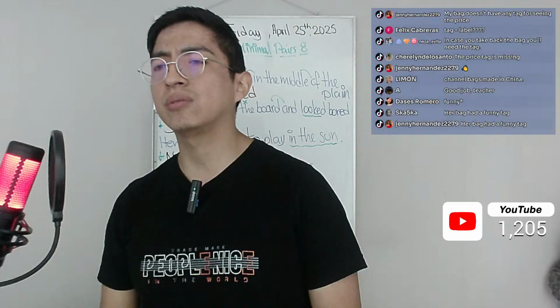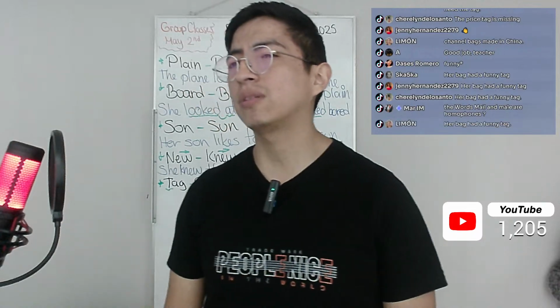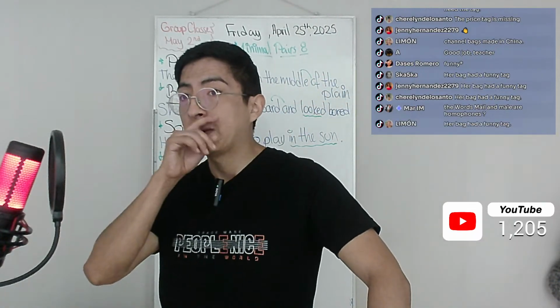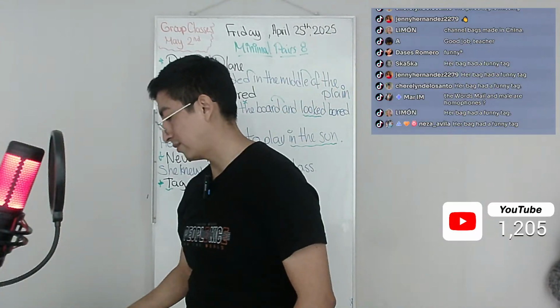In case you take back the bag, we'll need the tag. In case you return, it could be possible to say return. In case you return the bag, we'll need the tag. Yeah, it's possible. Or maybe you'll need the receipt. The receipt is like the piece of paper where you have all the information about when you bought something. Okay, great, very good.